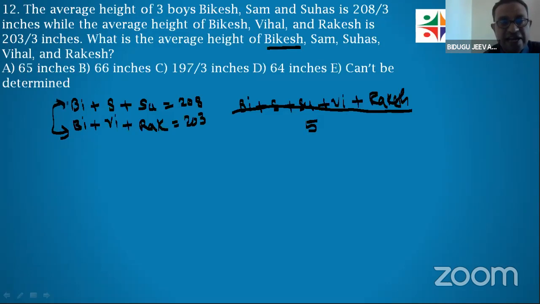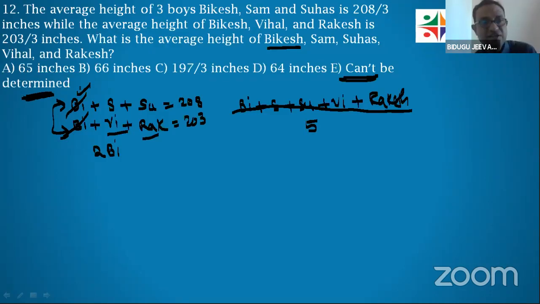If I add, I'll get 2 Bikesh. If I subtract, Bikesh will go. I get negative parts of Vishal and Rakesh. So I think you understood clearly that the answer cannot be determined. So there is no solution for this question. Is it right? So in this average, it seems to be simple simplifications, right?